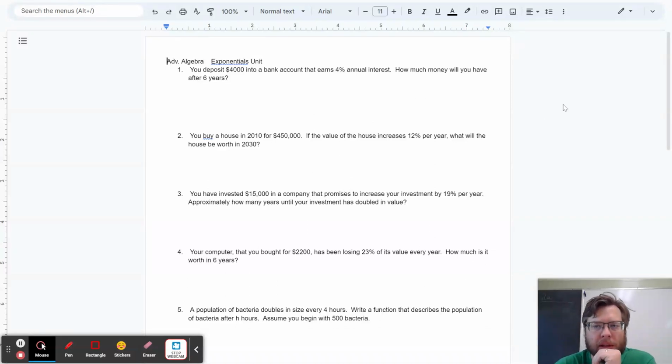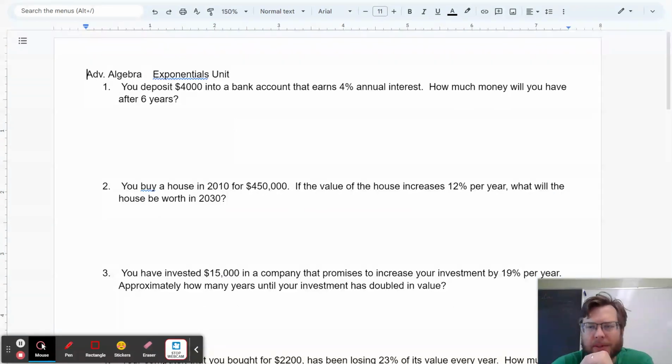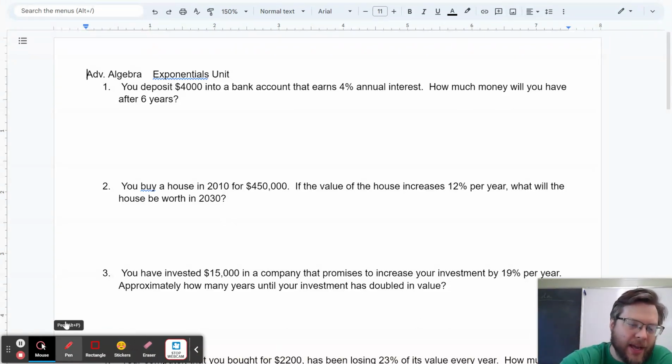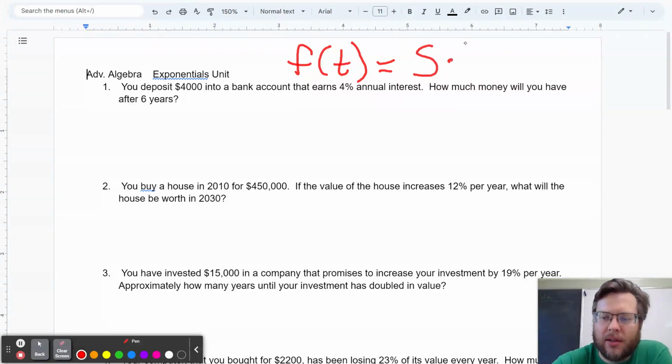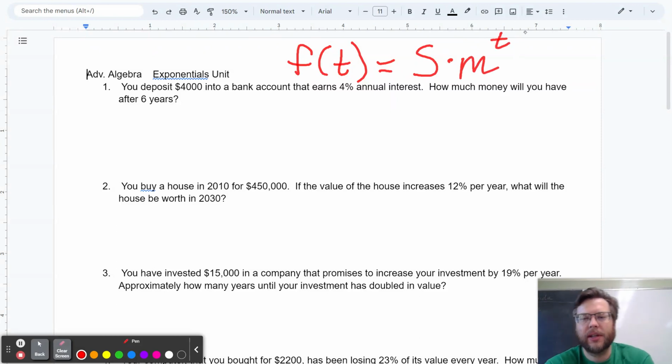All right, so here we've got some review questions on exponential functions, and I'm not going to do all of them because some are a little bit repetitive. But the main idea with an exponential function is that the amount that you have at any time, which we could call f of t, is going to be your starting value and then your multiplier raised to the t, like that.